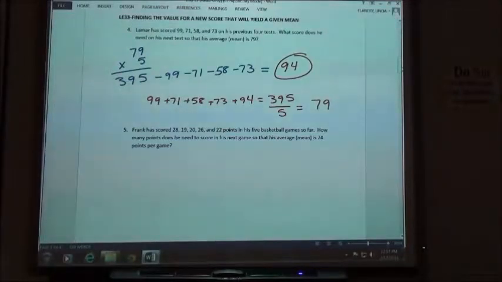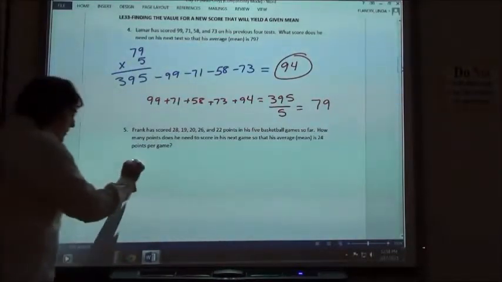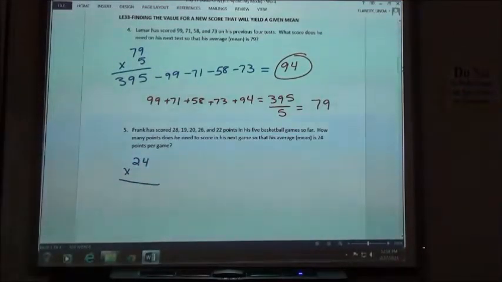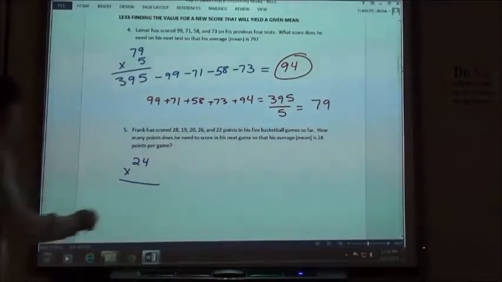So Frank has scored a 28, a 19, a 20, a 26, and a 22 in his 5 basketball games so far. How many points does he need to score in his next game so that his average is 24 points a game? So I want to find the total number of points that he'd have to have for an average of 24. I'm going to take 24 times how many games total is he going to play? So 6, because he did 5 and he's going to do 1 more, right?